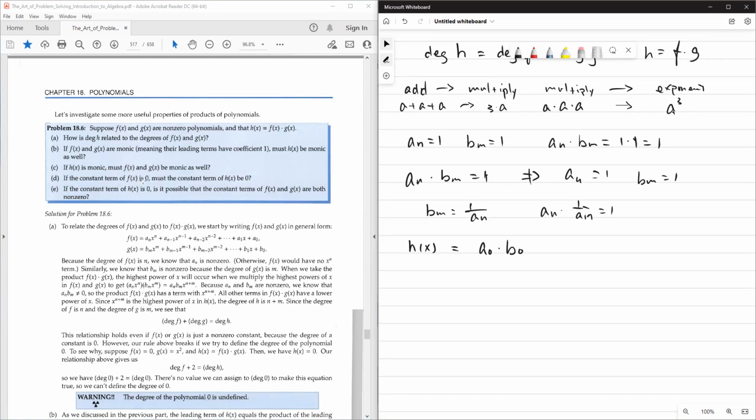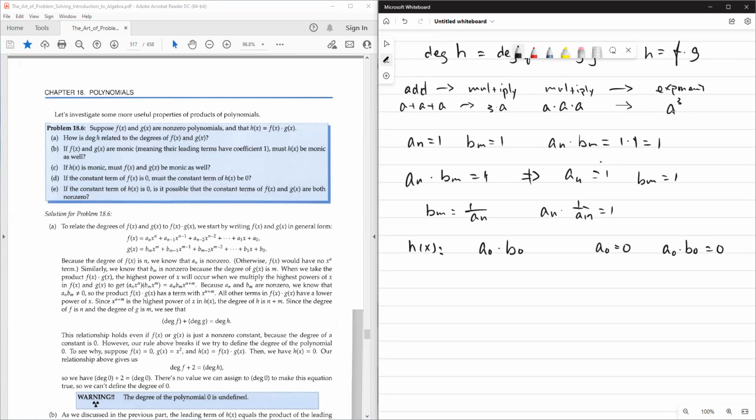The constant term of f of x is 0. So that means a0 equals 0. Then for h of x, the constant term a0 b0 is also 0. If one of them doesn't have a constant term, the whole product has no constant term.